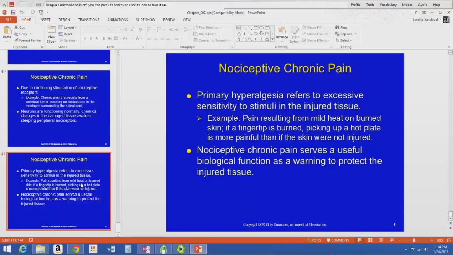Nociceptive chronic pain serves a useful biological function as a warning to protect the injured tissue. So in the sunburn example, it's reminding you that yeah, your skin's still burned. You probably want to take a cool shower and not a warm shower. So it serves that useful biological function of protecting your injured tissue. It's a warning. Okay. Neuropathic chronic pain, on the other hand, is another story, and we will talk about that in Chapter 8.